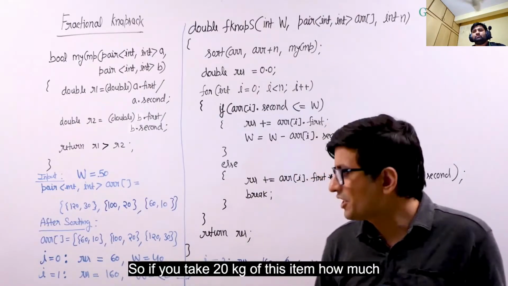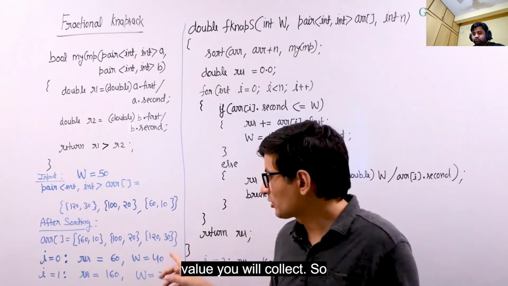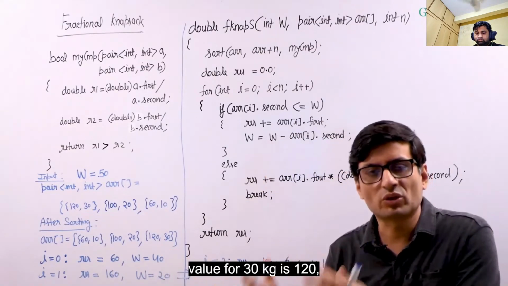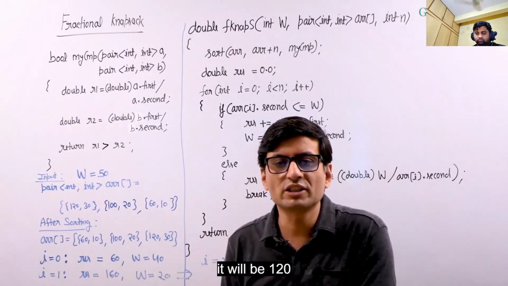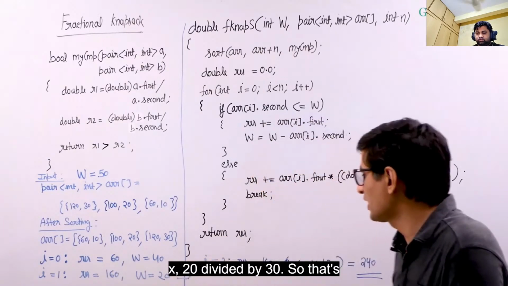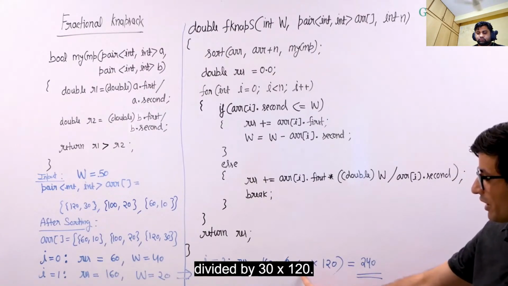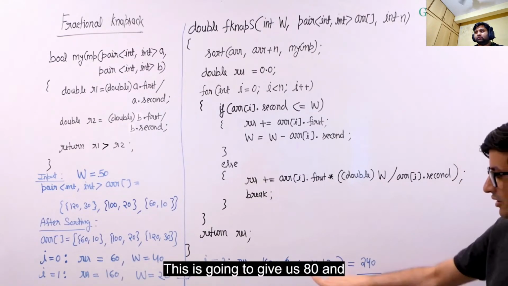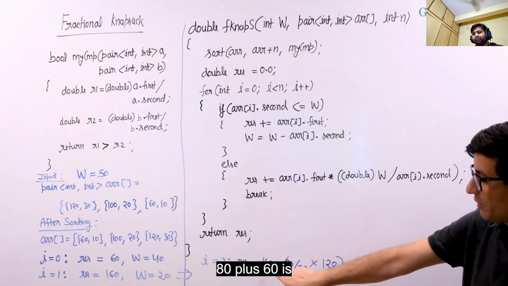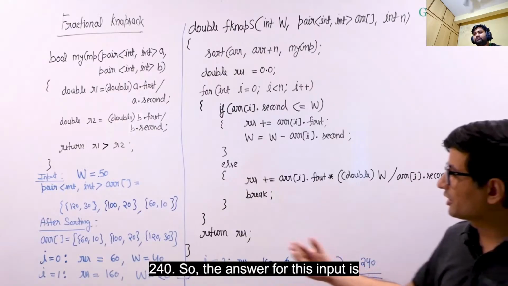So if you take 20 kg of this item, how much value will you collect? So value for 30 kg is 120. What will be the value of 20 kg? It will be 120 multiplied by 20 divided by 30. So that's the value we are going to collect by the last item. 20 divided by 30 multiplied by 120. This is going to give us 80, and 80 plus 160 is 240. So the answer for this input is 240.